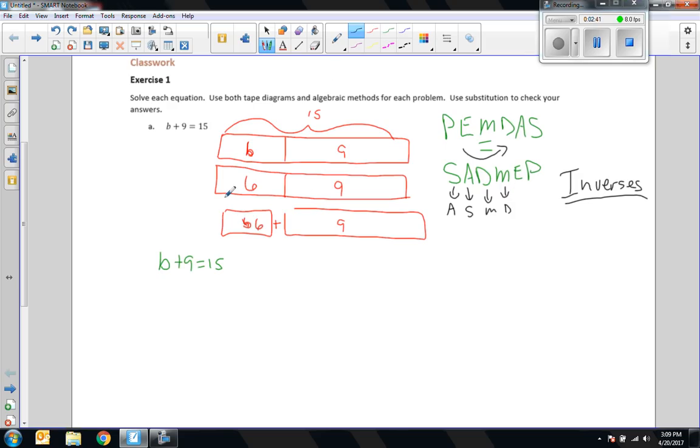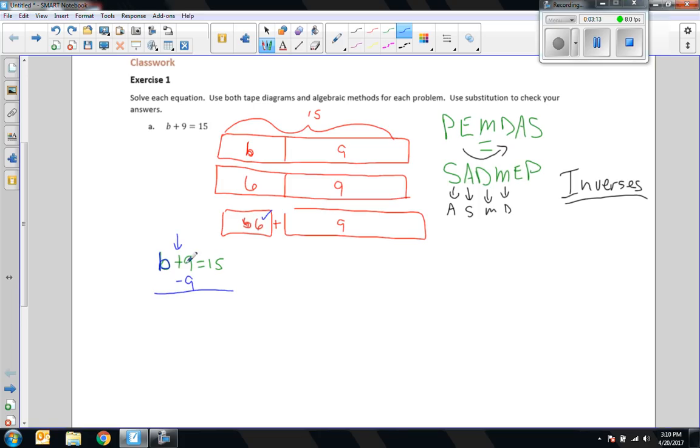In this problem here, we have b plus 9 equals 15. And I see a plus sign right here. In order to get that 9 across the other side of the equal sign, so I get b by itself, because we're trying to solve for this b. We want to get b by itself. We're trying to find out what b is, just like up here. We're going to get 6, but how do we do that? This is addition, so addition's inverse is subtraction. So in order to get rid of this 9, I need to subtract it.